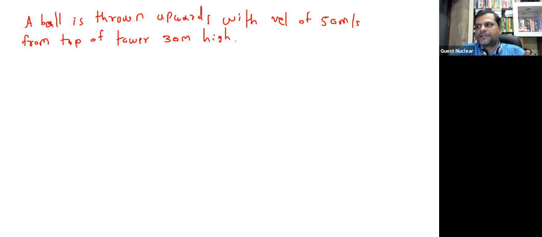Okay, I will repeat again. A ball is thrown upwards with the velocity of 50 meter per second from the top of a tower which is 30 meter high. Okay, तो एक टावर के बिल्कुल टॉप पॉइंट से हमने उस बॉल को थ्रो किया 50 मीटर पर सेकेंड स्पीड से, और वो भी 30 मीटर हाई टावर के टॉप पॉइंट से. ठीक है, अब देखो क्वेश्चन क्या है, देखो ठीक से.